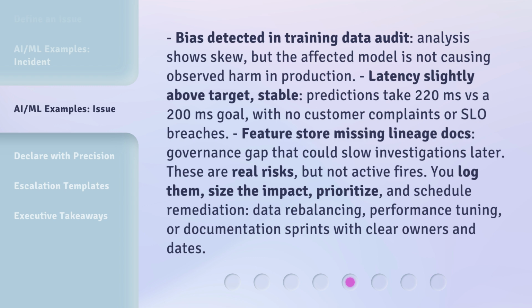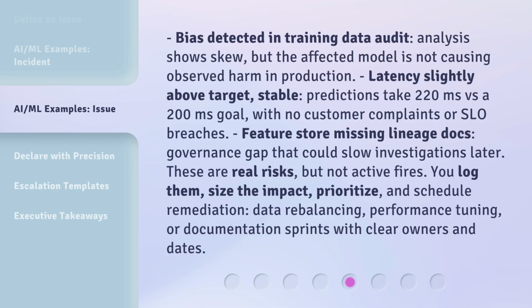Bias detected in training data audit. Analysis shows skew, but the affected model is not causing observed harm in production. Latency slightly above target. Stable. Predictions take 220 milliseconds versus a 200 milliseconds goal, with no customer complaints or SLO breaches.